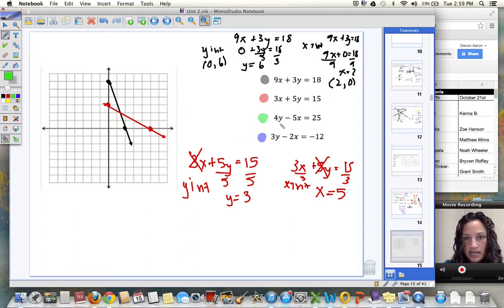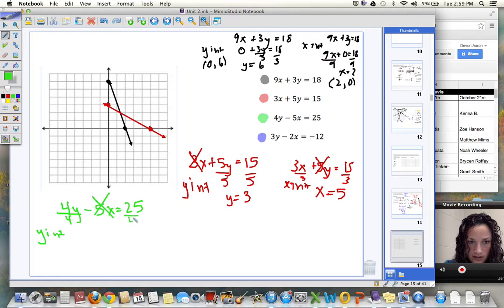So now I have green. I have my green guy right here. I'm going to put him over here. 4y minus 5x equals 25. If I want my y-intercept, I can set my x to 0. So then I just divide by 4. Divide by 4. Y equals 25 over 4.